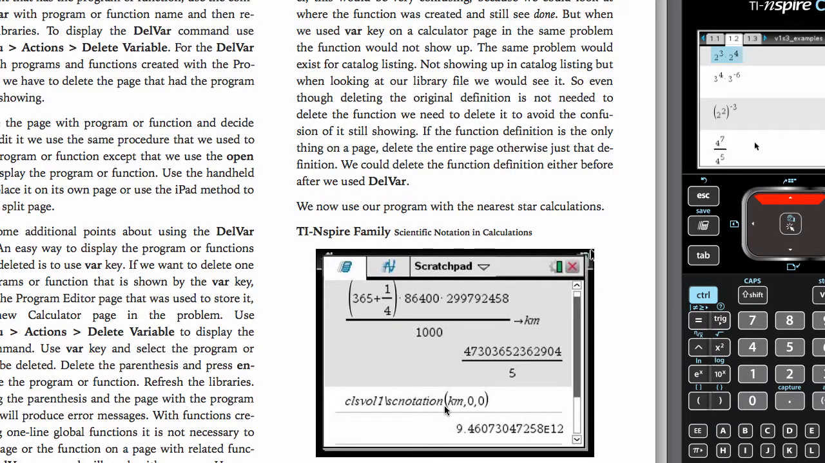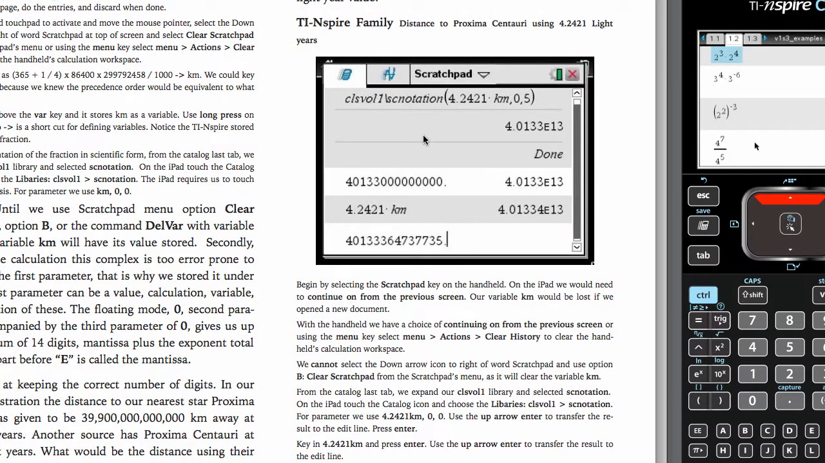Then I called up the scientific notation program that we wrote, and the advantage to doing this is it doesn't keep all the extra digits when you're doing the calculation. And to show what happens if you weren't using this program, you see all these extra digits and you would have to get rid of these digits yourself instead of letting the program do this for you.